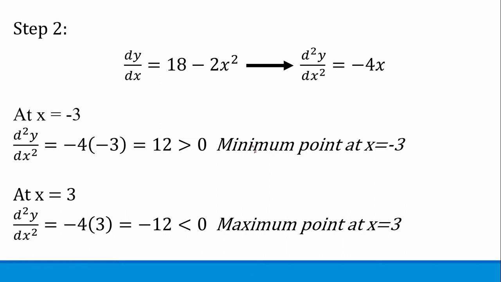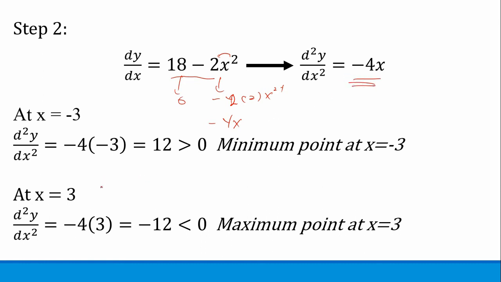Next, I do the second derivative. This one is the first derivative, and I differentiate it again. This one will become 0, and this one will become negative 4. Negative 2, the 2 moves to the front, becoming 2x to the power of 2 minus 1, and at the end it becomes negative 4x. Okay, this is the second derivative.